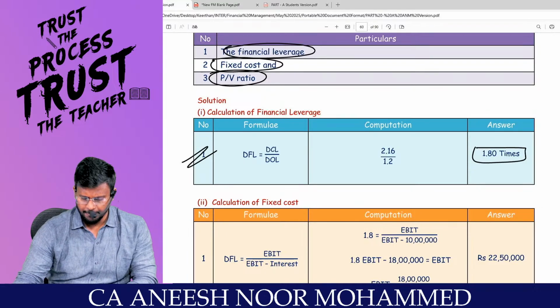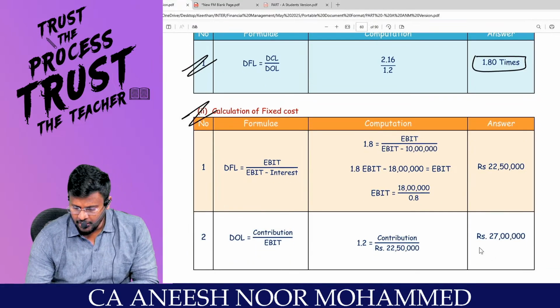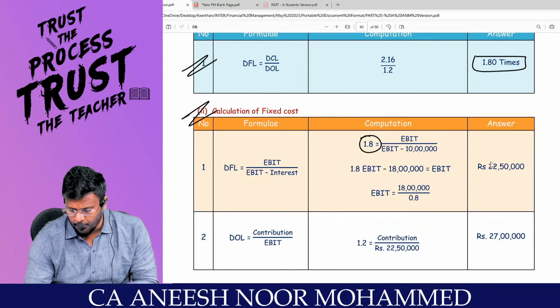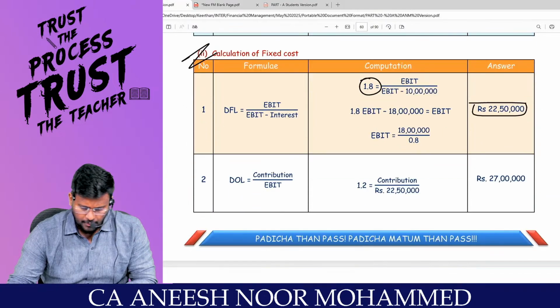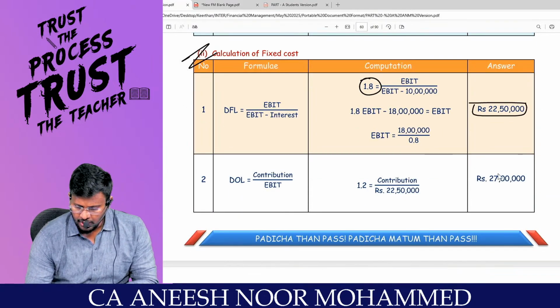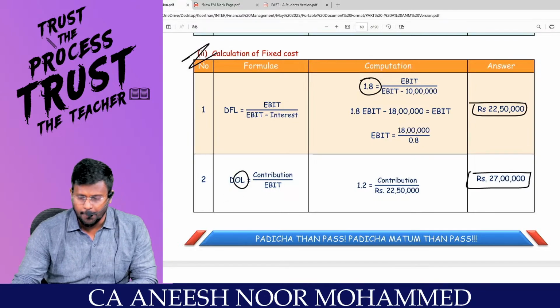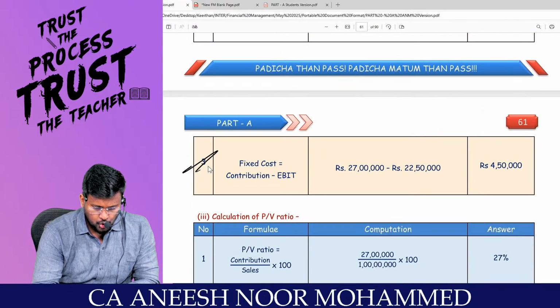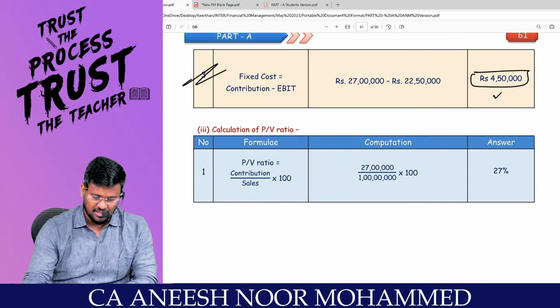Sir, now I am going to calculate the fixed cost. Degree of financial leverage by using 1.8, we got EBIT as 22,50,000. So the contribution is 27 lakh, by applying the operating leverage, the fixed cost will be the balancing figure, 4,50,000. We got the right answer, right, sir?